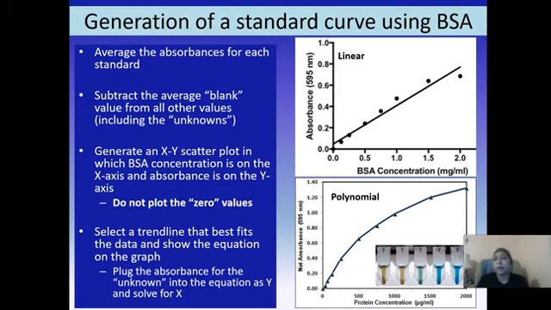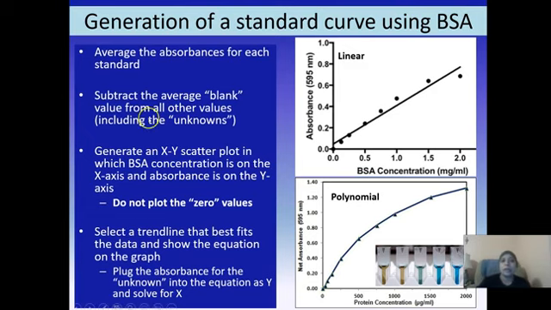So as we talked about, our standard curves using the BSA with the Coomassie Bradford dye may not give you just a simple linear trend line. The way we're going to be looking at this is, first of all, to create that scatter plot.